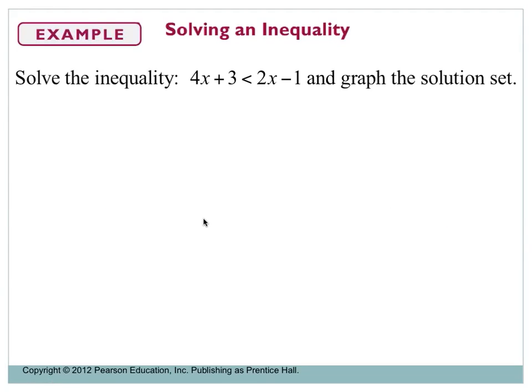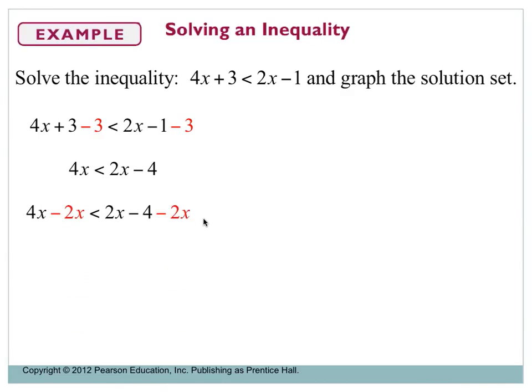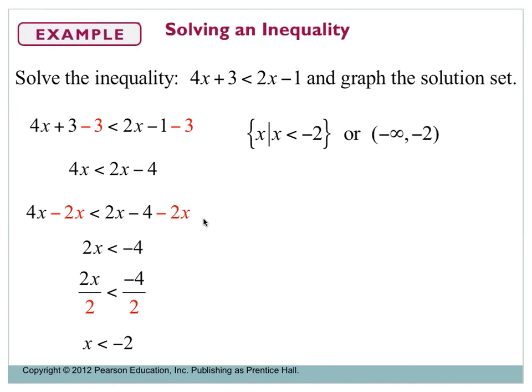All right, let's say we have 4x plus 3 is less than 2x minus 1. We want to get all of our x's on one side, all of our other numbers on the other side. So we subtract 3 from both sides. So we're left with 4x is less than 2x minus 4. We subtract 2x from both sides. So we're left with 2x is less than negative 4. Divide both sides by 2. Since we're dividing by a positive number, we do not need to flip the sign. So we're left with x is less than negative 2.